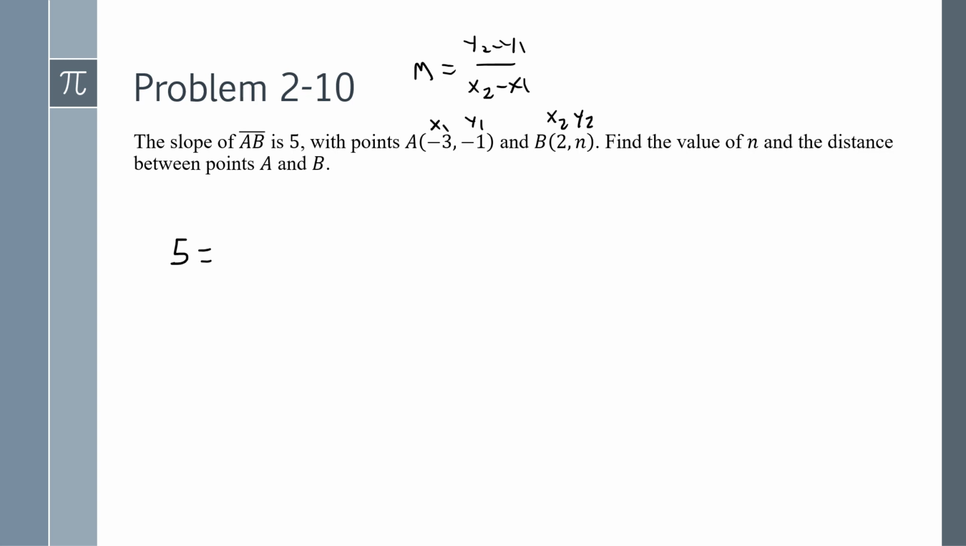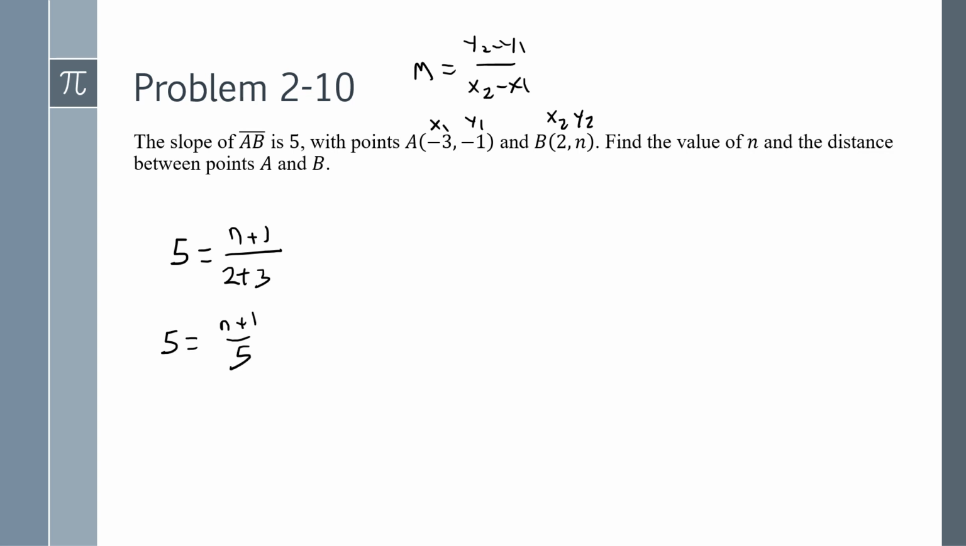So 5 should equal y2, n, minus y1, which is -1, so minus a negative is positive, over x2, which is 2, minus x1, negative 3. So negative 3 is positive 3. So let's see what I get. I get 5 equals n plus 1 over 5.